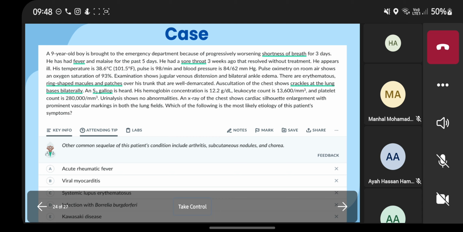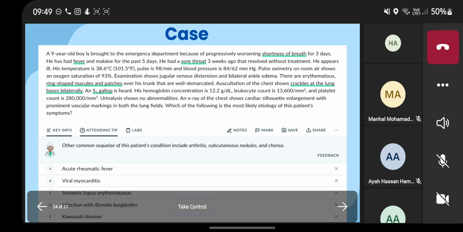There are erythematous ring-shaped macules and patches over his trunk that are well demarcated. Auscultation of the chest shows crackles at the lung bases bilaterally. An S3 gallop is heard. His hemoglobin concentration is 12.2 grams per deciliter. Leukocyte count is 13,600. Platelet count is 280,000. Urinalysis shows no abnormalities. X-ray of the chest shows cardiomegaly with prominent vascular markings in both lung fields.